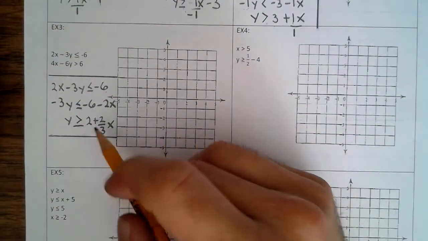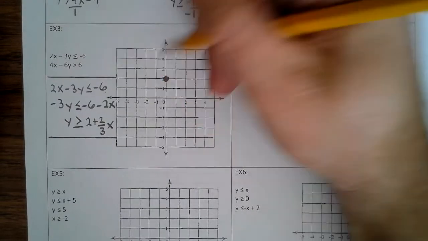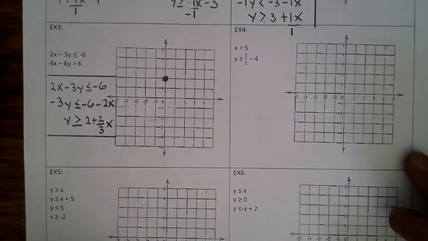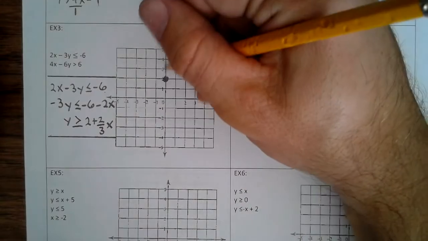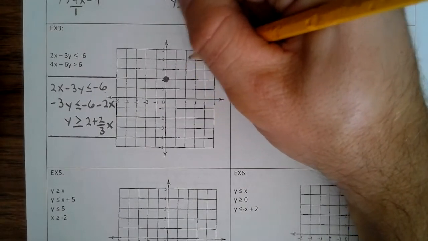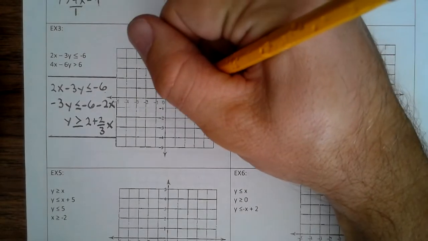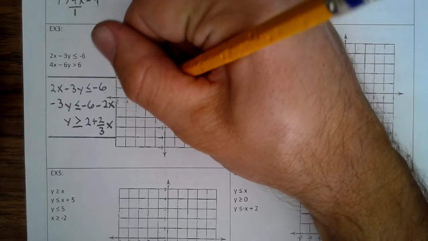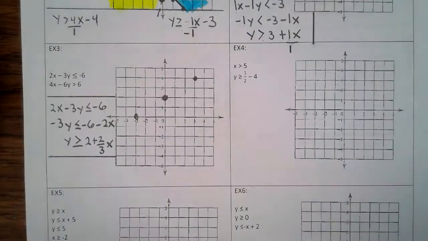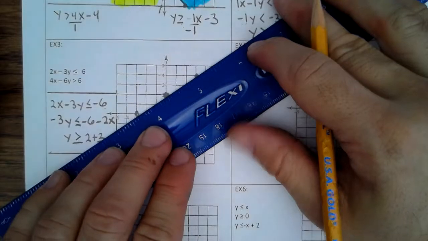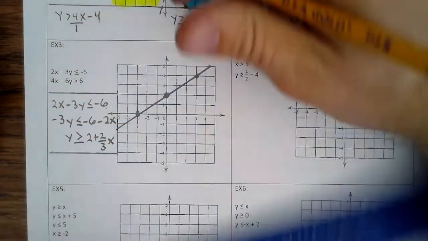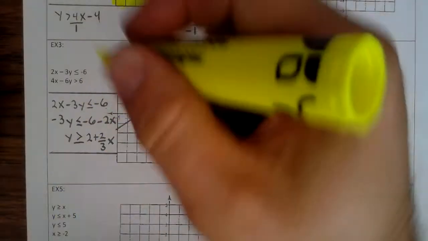All right, so to graph this, we start at 2. And then we go up 2 to the right 3. So up 2, to the right 1, 2, 3. And we go the opposite direction, down 2 to the left 1, 2, 3. And it's a solid line. It's greater than, so we shade above.